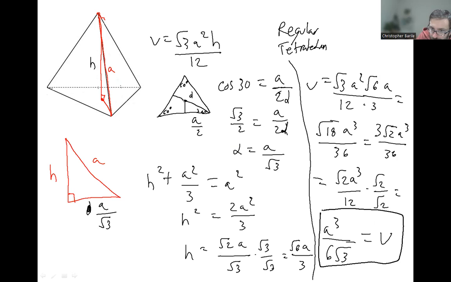And the only thing you have to define there is the length of the edge, because all the faces are the same. And you don't even need to know the height, because we figured out what the height was in terms of A. So I hope you enjoyed this derivation. Using calculus, you can determine the volume of many different types of shapes.